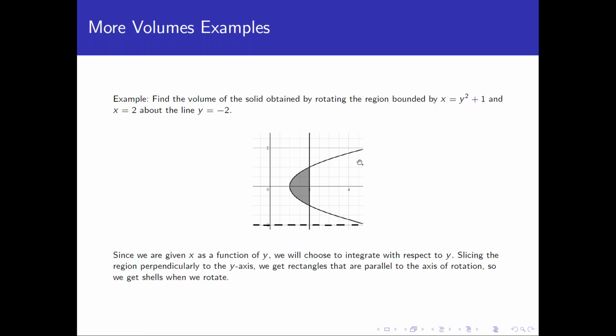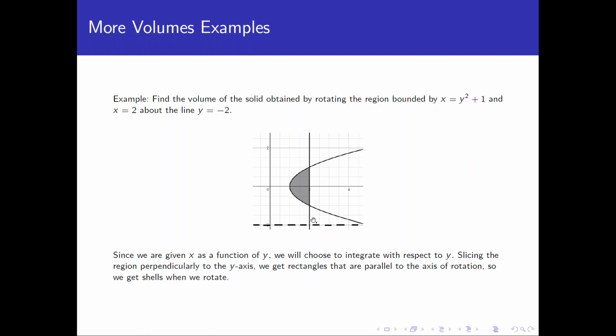If we're going to integrate with respect to y, that means we're going to slice our region perpendicularly to the y-axis in this case, right? If we're going to integrate with respect to y, that means we're chopping up the y-axis. It means we're slicing this way, perpendicular to the y-axis. That means if we were to imagine a rectangle in our region here, those rectangles will be parallel to our axis of rotation. Rectangles that are parallel to the axis of rotation means that we create shells when we rotate.